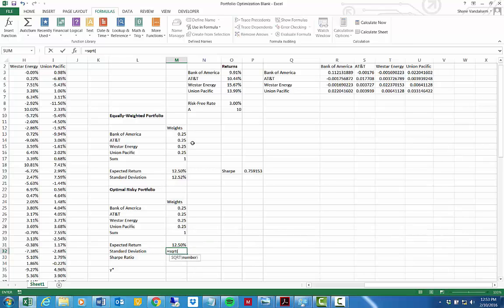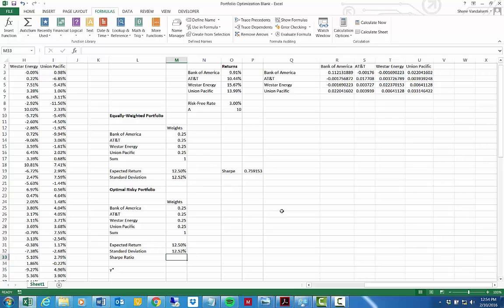Equals square root, again MMULT, transpose, again use these weights, not the ones above, comma, my variance covariance matrix, close parentheses, comma, my weights again, close parentheses. You'll do, again, 2 close parentheses here. Control Shift Enter, 12.52. That matches, so I'm happy.